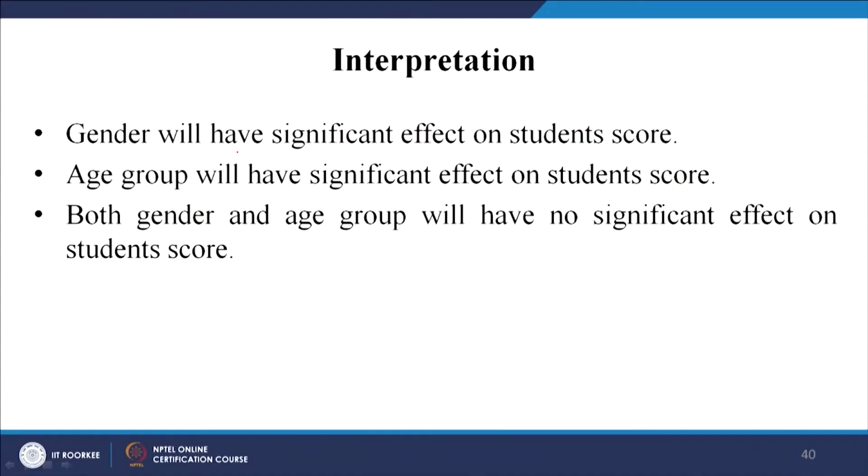So what is the interpretation? The interpretation is that gender has a significant effect on students' scores, and age group has a significant effect on students' scores, while the interaction of gender and age group has no significant effect on the student score.